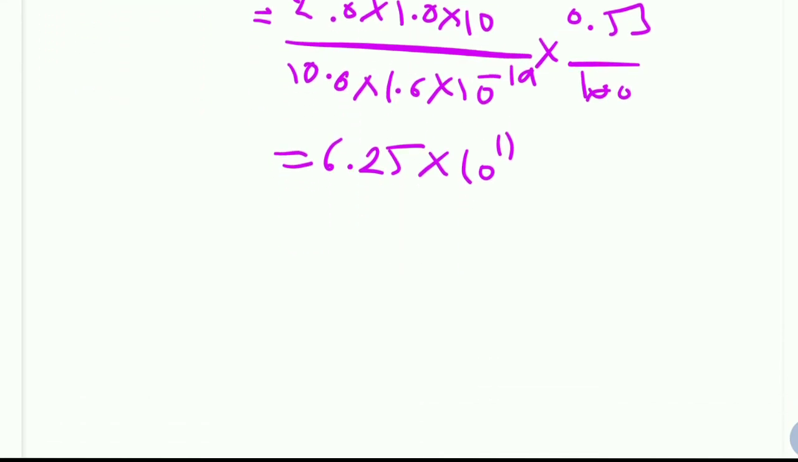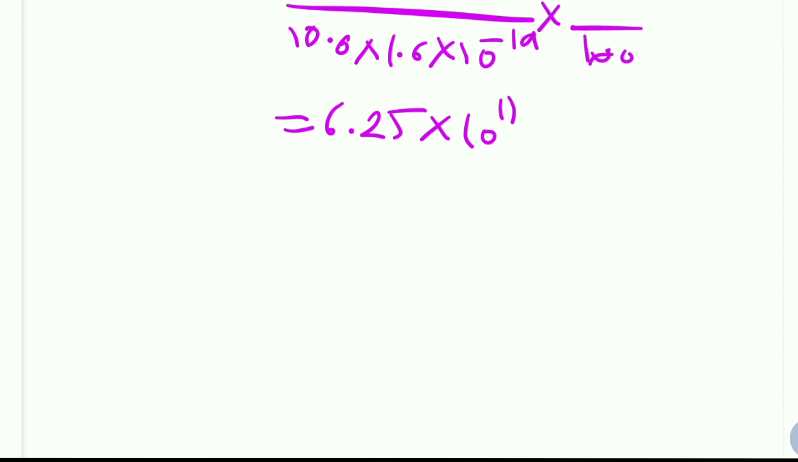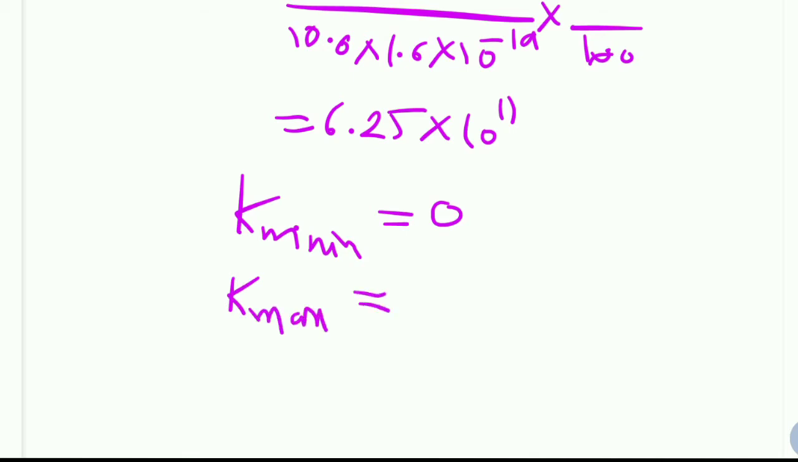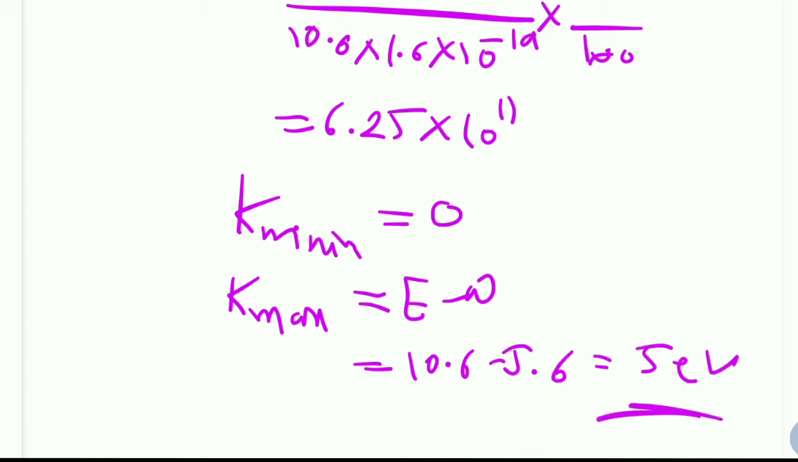Minimum kinetic energy of photoelectron is equal to 0. Maximum kinetic energy is K max is equal to E minus work function. So 10.6 minus 5.6 is equal to 5 electron volts. This is the answer.